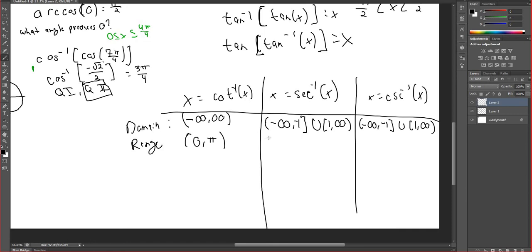And then our ranges are 0 to pi over 2 and the union of pi over 2 to pi. So it's everything from 0 to pi except for pi over 2, because at pi over 2 cosine would be 0, so you get a divide by 0 error. And then for here, it's going to be negative pi over 2 to 0, the union of 0 to pi over 2.